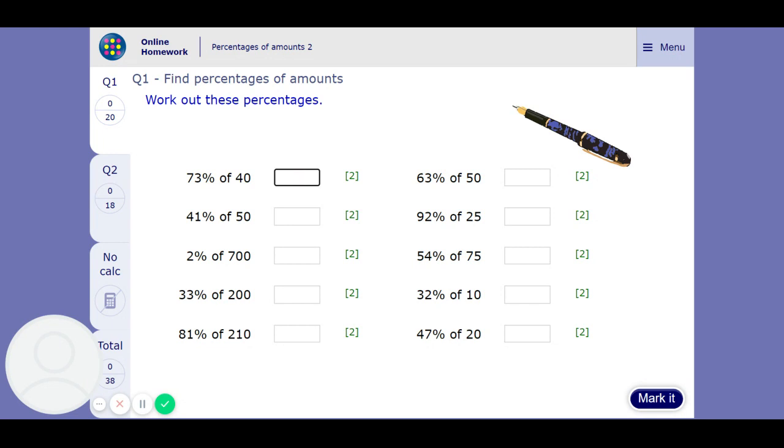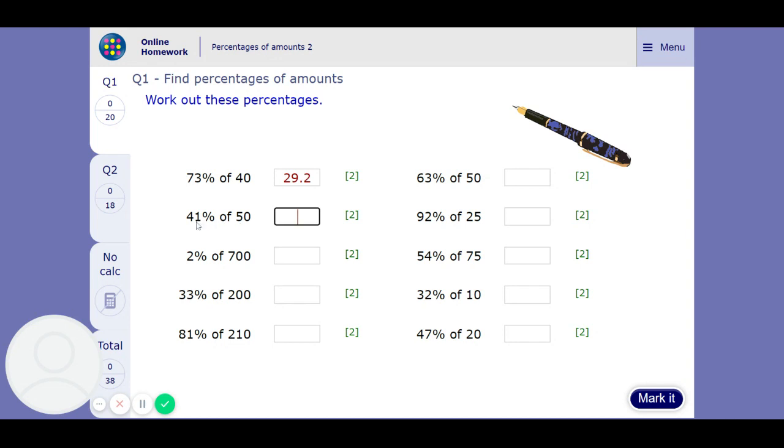It's much easier if you write all these down. So what I would suggest you do is you write down 10% equals, you write down 1% equals, then you write down 70% equals, then you write down 3% equals, and you add those all up. And you're going to get 29.2 when you add those up.